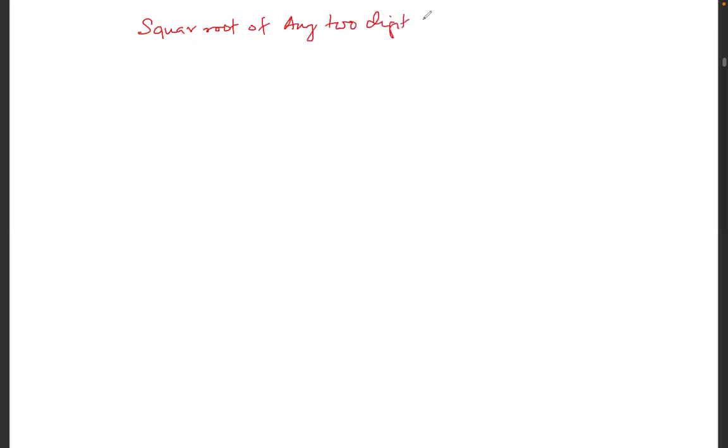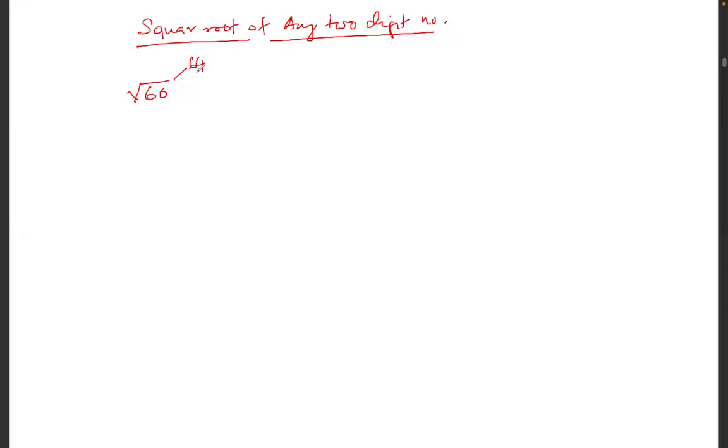Any 2-digit number or any number. Okay, not only 2-digit, but for any number you can find. So let's say, if I say what is the square root of 60. Now there is one method, that is division method, but that's not fast. That's cumbersome. So what we can do is, to find square root of 60, look at the perfect square close to 60. So what is that?